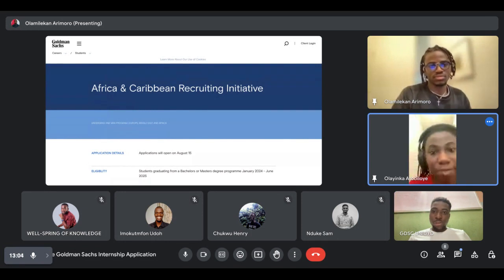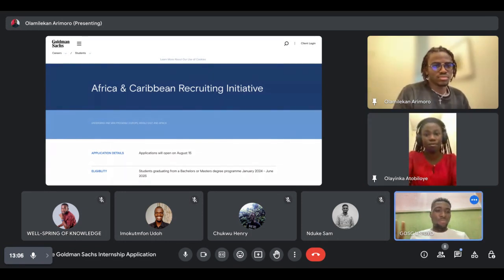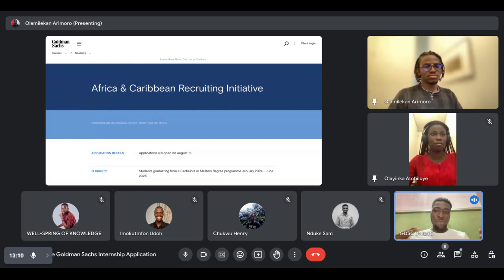Okay, so there are two kinds of internship programs that Goldman Sachs runs, I think, or are there more, or are these just the two we should focus on if we want to apply from this region?